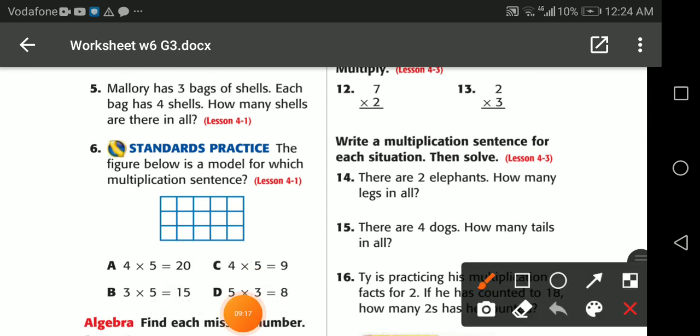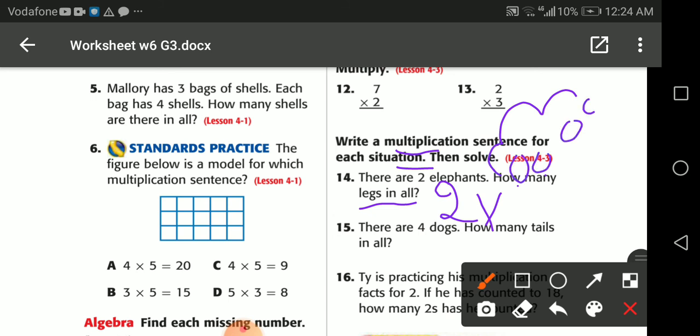What about here? Write a multiplication sentence for each situation, then solve. There are 2 elephants. Okay, how many legs in all? How many legs for just one elephant? 4 legs. So for 2 elephants, 2 multiplies 4.